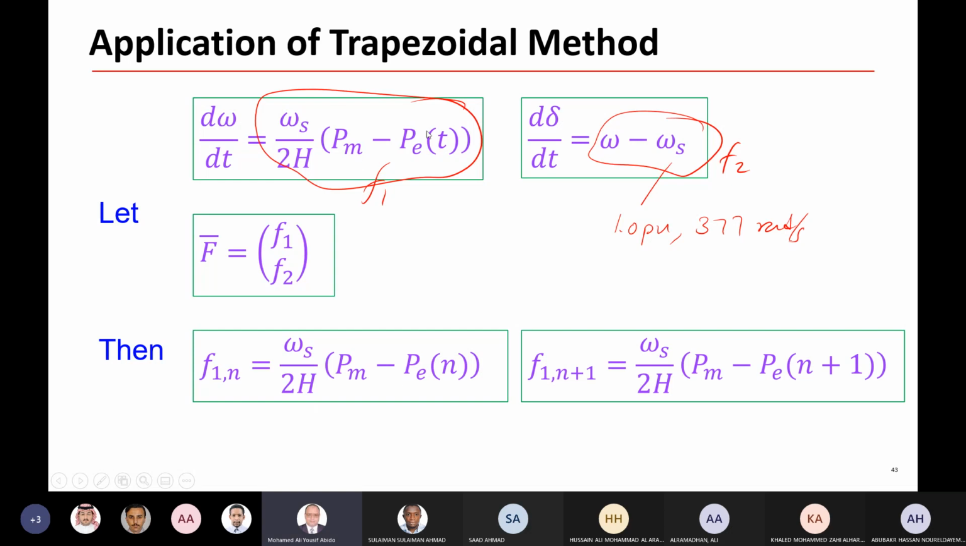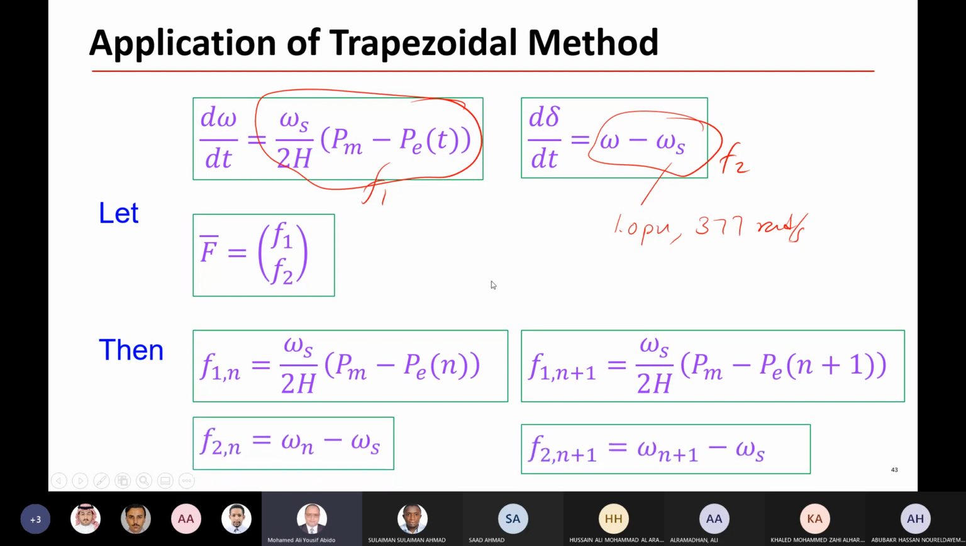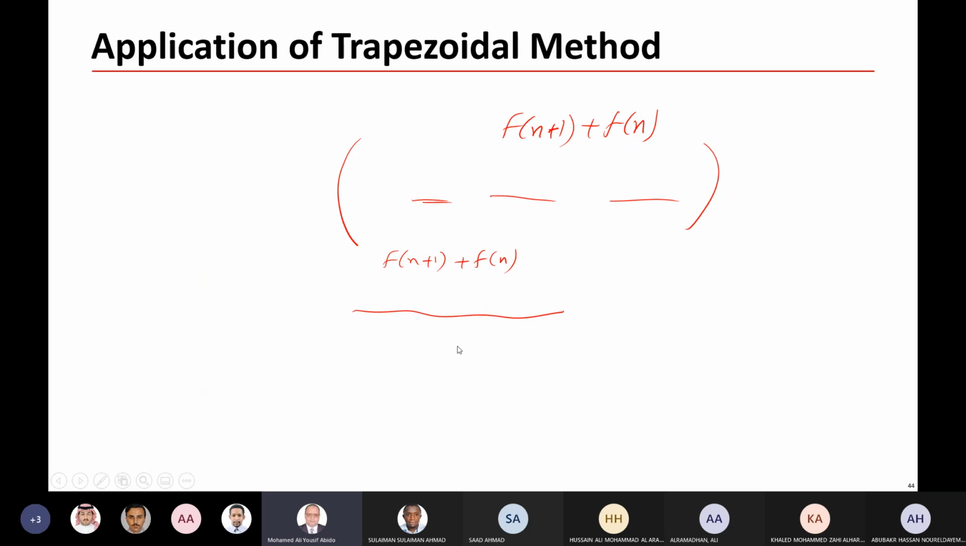Of course, all these are constants except the electrical power, which varies with time. So this is Pe of n, and this is Pe of n plus 1. And for delta also we can write omega, the speed, is a function of time. So this is also delta of n, omega of n, and omega of n plus 1. The synchronous speed is constant, as we mentioned.